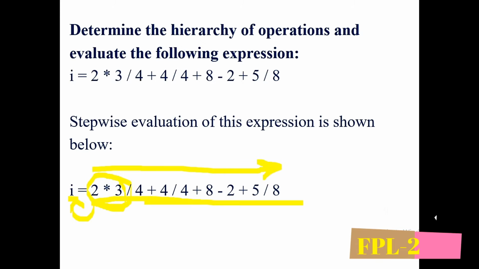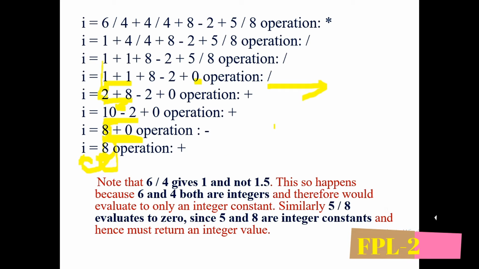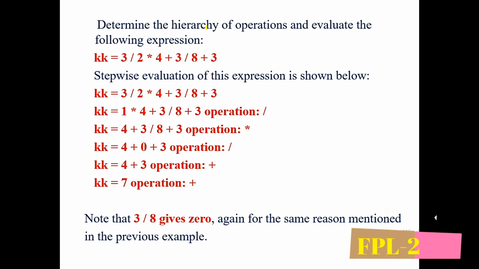Thus your expression is evaluated from left to right according to which operator is to be evaluated first. That will be evaluated first, then the remaining operators will be evaluated, and so on. So finally we get the answer. Now, determine the hierarchy of operations and evaluate the following expression. I suggest you pause this video and find the result, and in between, if you have any doubts, here are the steps I have given.